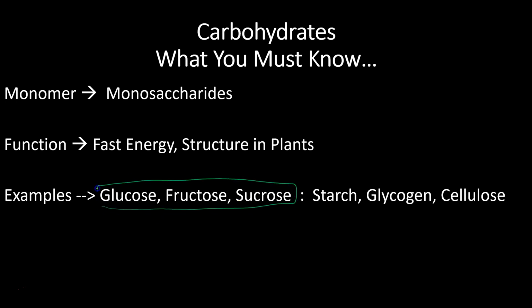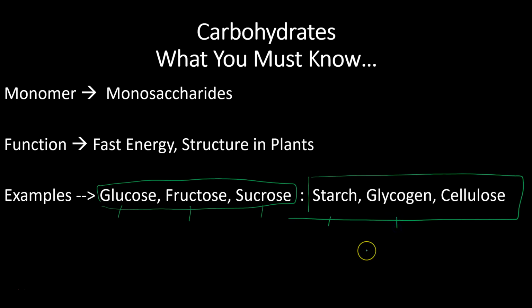Okay. Monosaccharide, this is a monosaccharide, this is a disaccharide. And then I want you to know complex examples, starch, glycogen, and cellulose. Starch is a plant form of stored carbohydrates, of stored energy. Glycogen is animal form of stored carbohydrate, and cellulose is used for structure in plants.